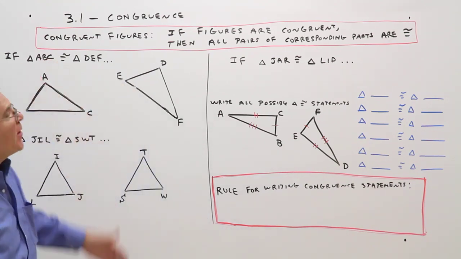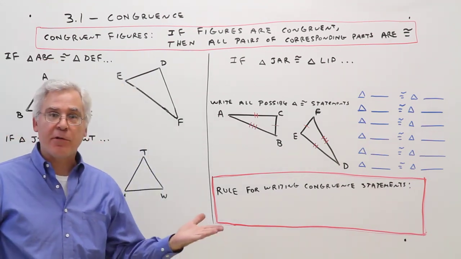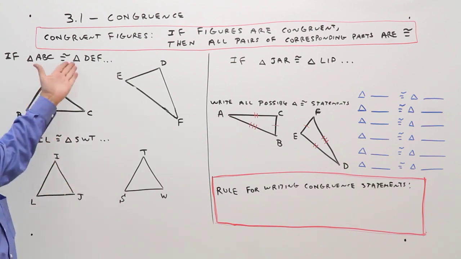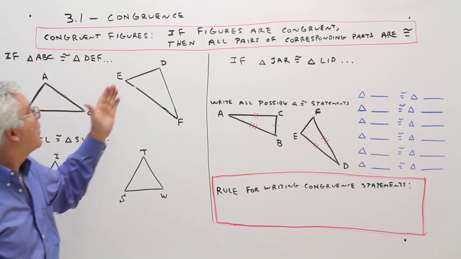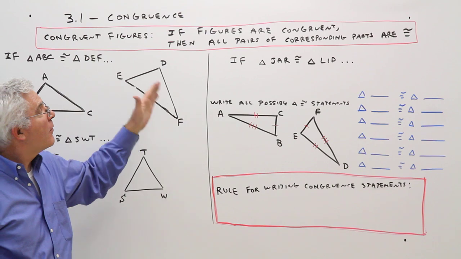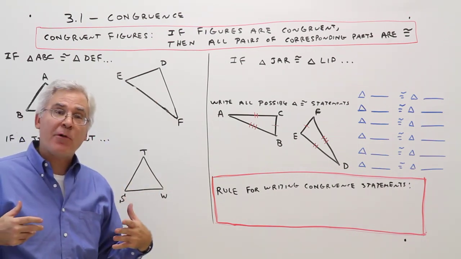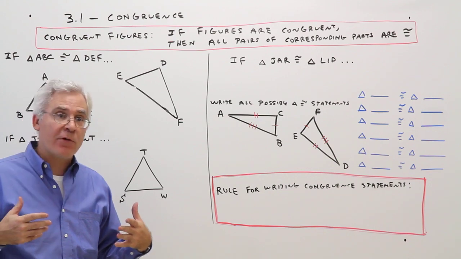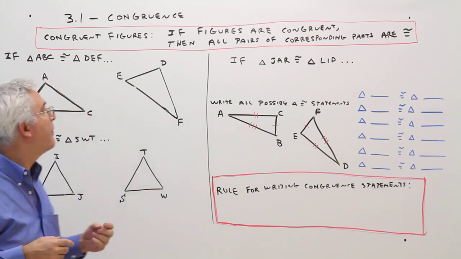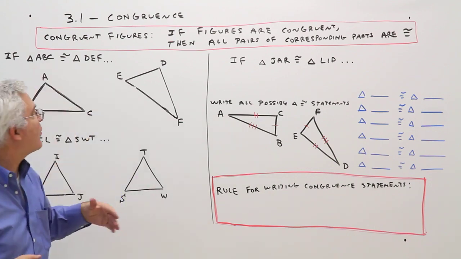Welcome to video 3.1, Congruence. Okay, so here's our first definition for congruent figures. If figures are congruent, then all pairs of corresponding parts are congruent: sides, angles, etc. Okay, so we've got a few examples here.